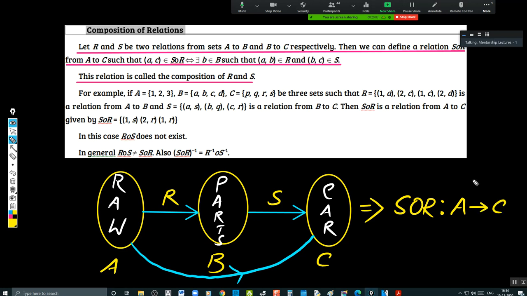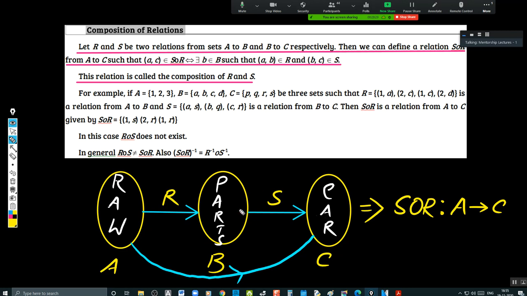This is called composition. It is a little confusing, but if you see this properly, you will understand very easily. There is a relation R from A to B. There is a relation S from B to C. And for the example's sake, I have taken the case of a car.